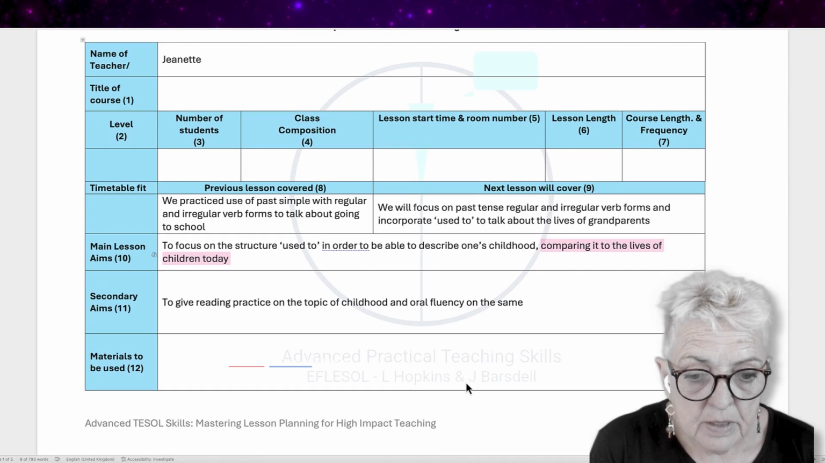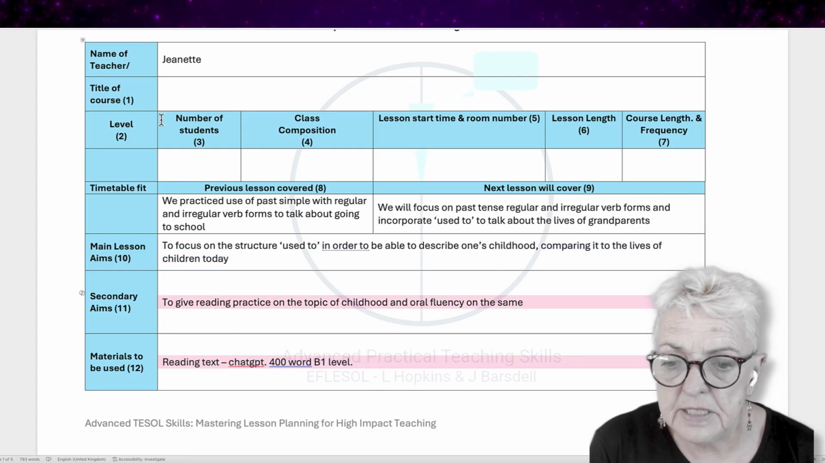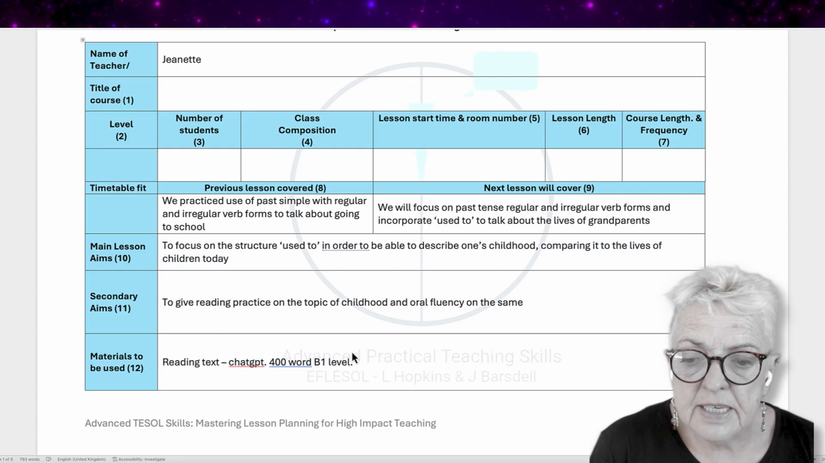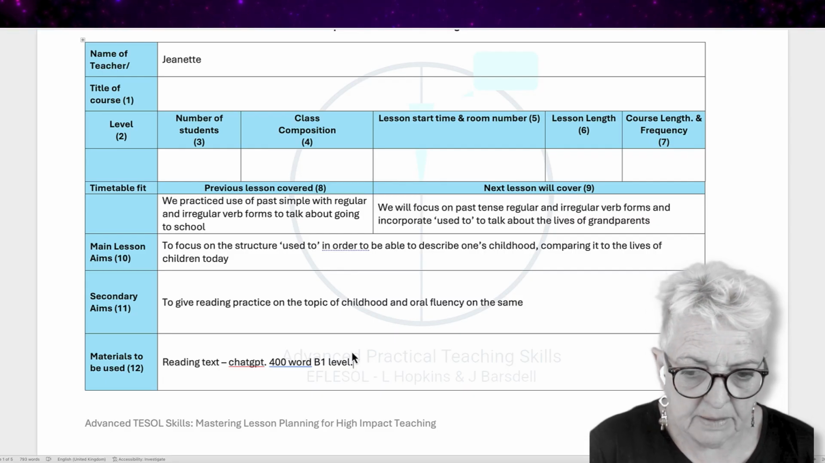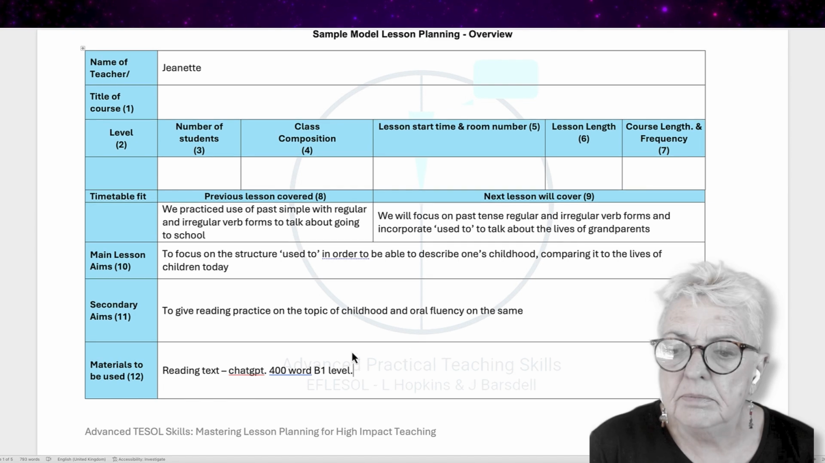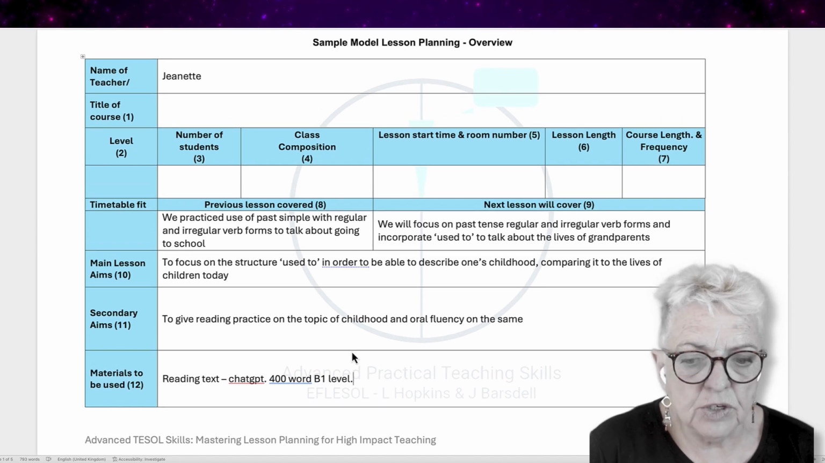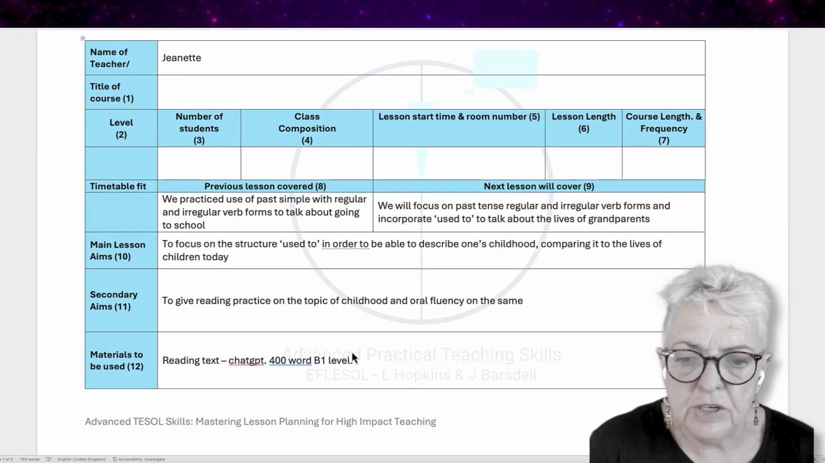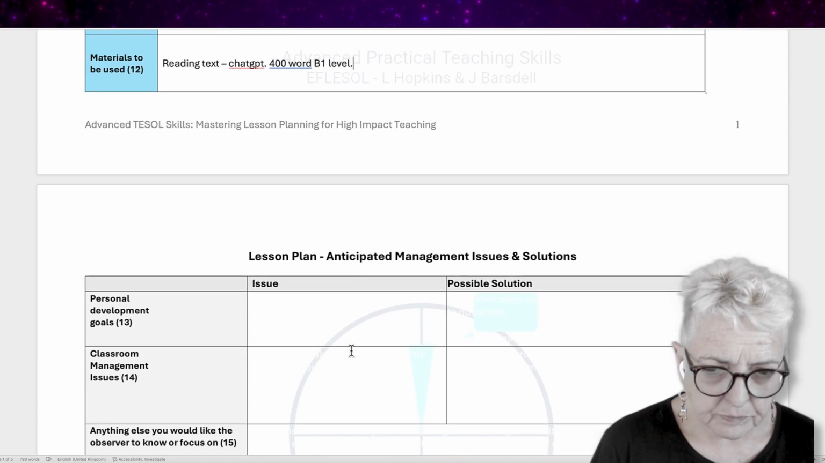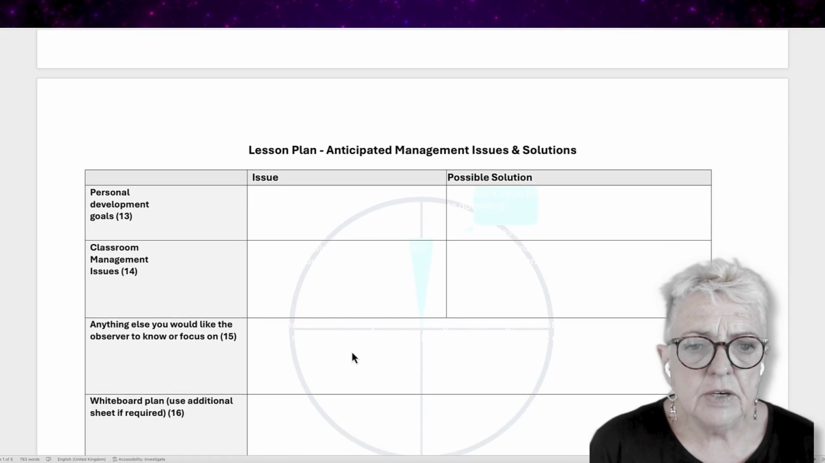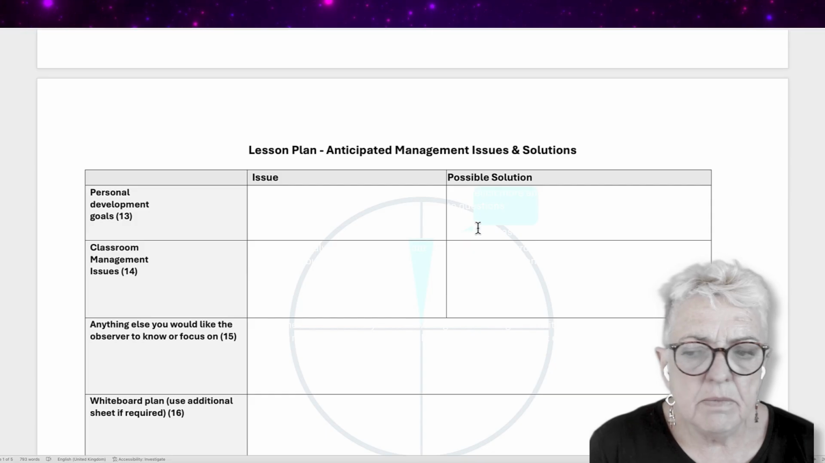Okay. Materials to be used, obviously this is very dependent on the teacher. In this case, I've used ChatGPT to create a 400-word reading, B1 level. We do look at using ChatGPT later on in the course, but it's very good for producing this kind of text. Okay. So if you're doing a Delta, you'll be asked about management issues.